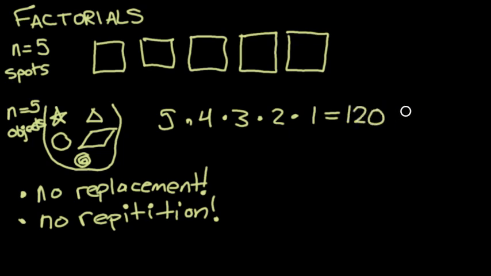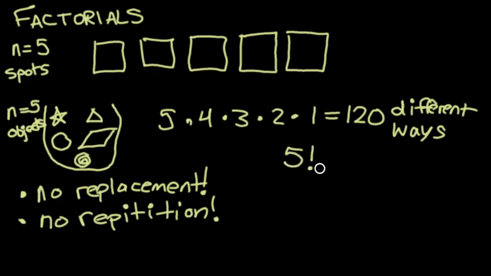120 different ways. Scenarios like this actually pop up all the time, and so there's a notation that you can use when you end up in a situation like this and you want to count the total number of different ways, and that is what's called a factorial. It's just an exclamation mark. This does not mean 5. This means 5 factorial.